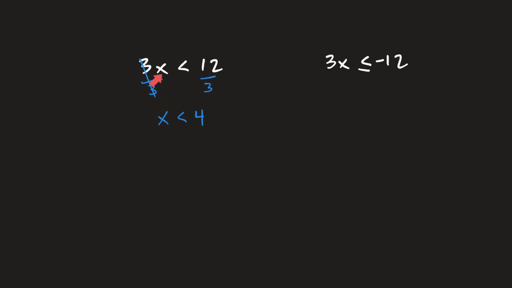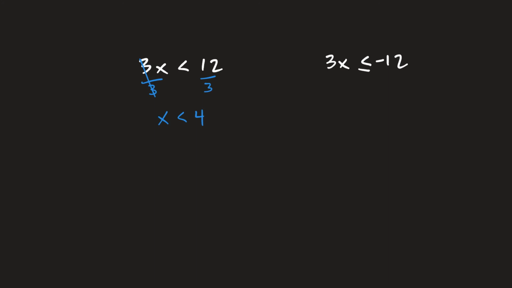So if I put 2, 3 times 2 is 6, which is less than 12. Okay, that works. But if I pick something that's bigger than 4, like 5, 5 doesn't work in this. 5 is not smaller than 4, but I'll plug it in anyway. 3 times 5 is 15, and 15 is not less than 12. That doesn't work.